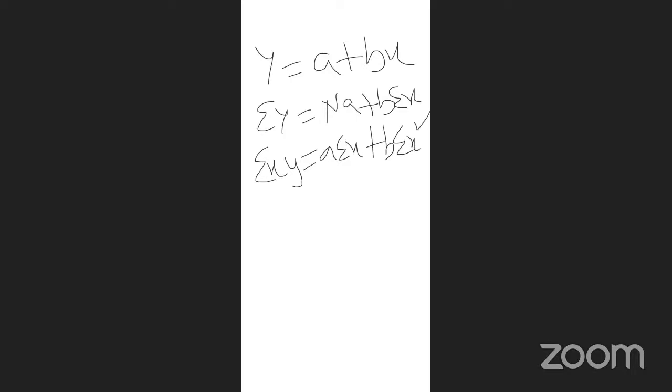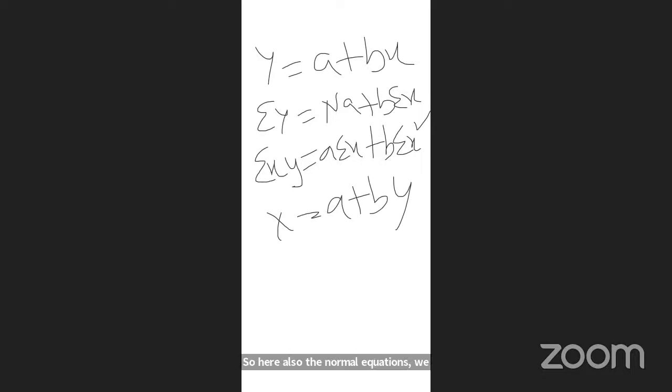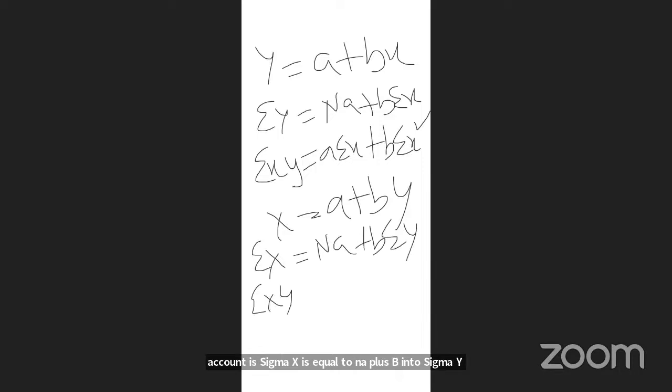So these are the two equations we will take into account to calculate the equation Y on X. And when we want to calculate the regression equation X on Y, the equation is X is equal to A plus BY. So here also, the normal equations we will take into account are sigma X is equal to NA plus B into sigma Y, and sigma XY is equal to A into sigma Y plus B into sigma Y square. For both the equations, we have to calculate the values of A and B.